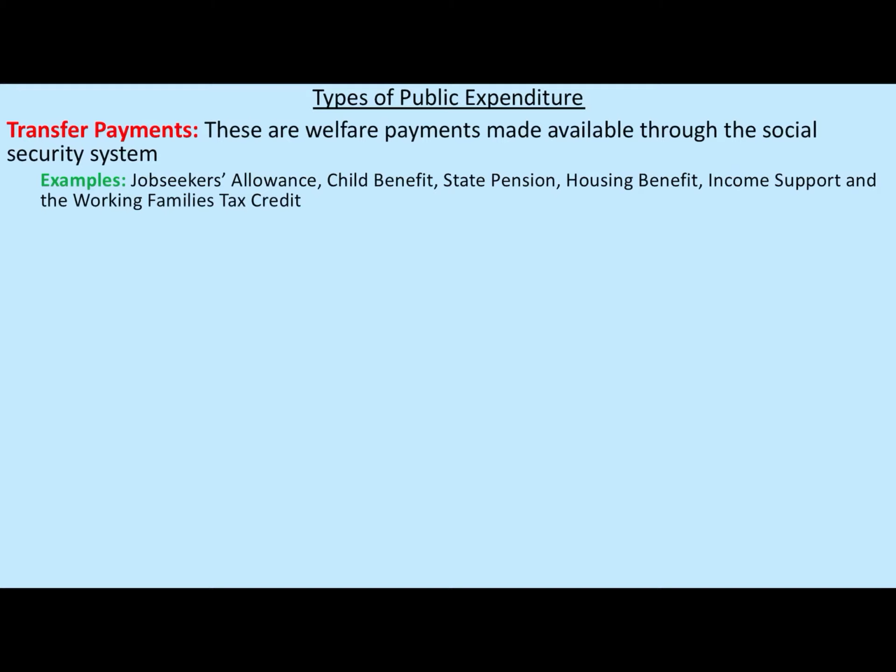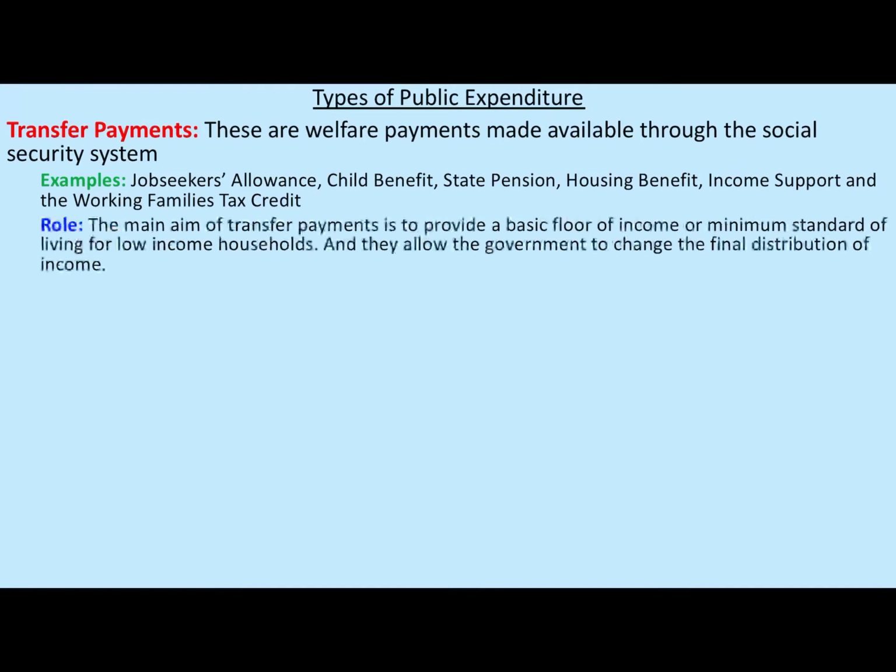Nowadays, though, we're moving towards universal credit, which would be one benefit given to each person, but it brings into account all these old previous benefits that existed, and therefore provides just one lump sum payment to each individual claiming benefits. The role of these transfer payments is to provide a basic floor of income or a minimum standard of living for those households who are on a low income.